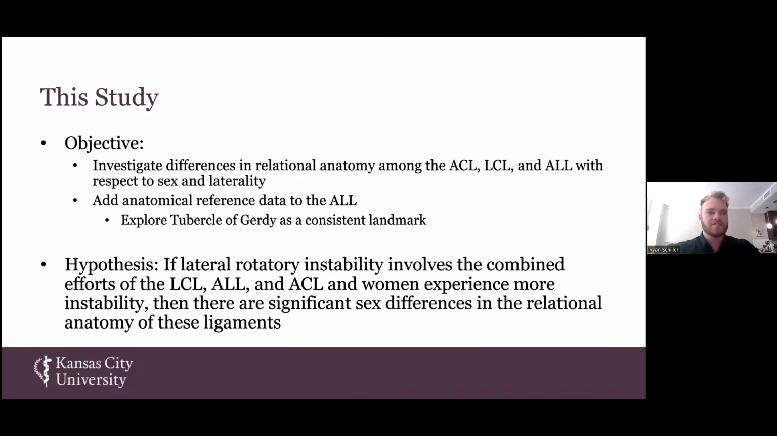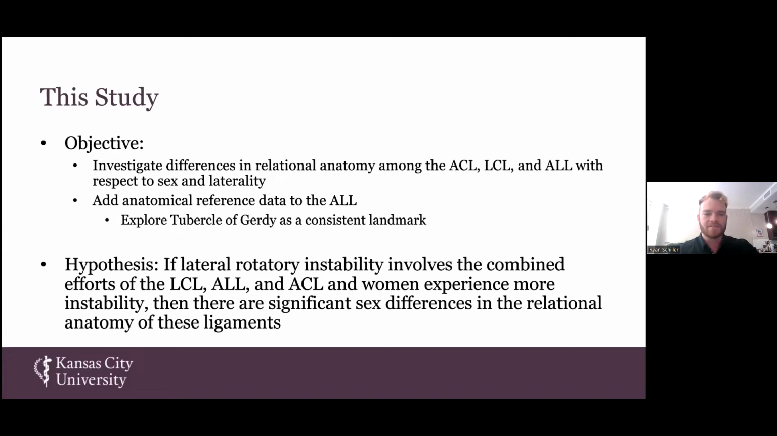So the objective of this study was to investigate differences in the relational anatomy among the ACL, LCL, and ALL with respect to differences in sex and laterality. And secondary objectives were just to add anatomical reference data to the anterolateral ligament, since it's relatively new in the literature, and to evaluate Gerdy's tubercle as a consistent landmark used to locate its insertion point.